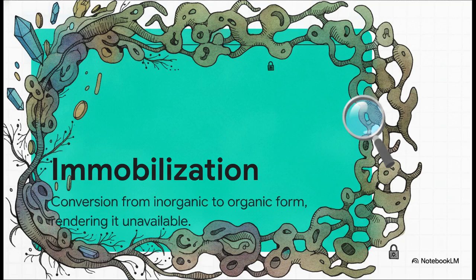But on the flip side, we have immobilization. This is the exact opposite pathway. Immobilization takes those readily available inorganic elements and locks them right back up into an organic form within microbial or plant tissues. And when this happens, those elements are rendered temporarily unavailable to other organisms or plants.